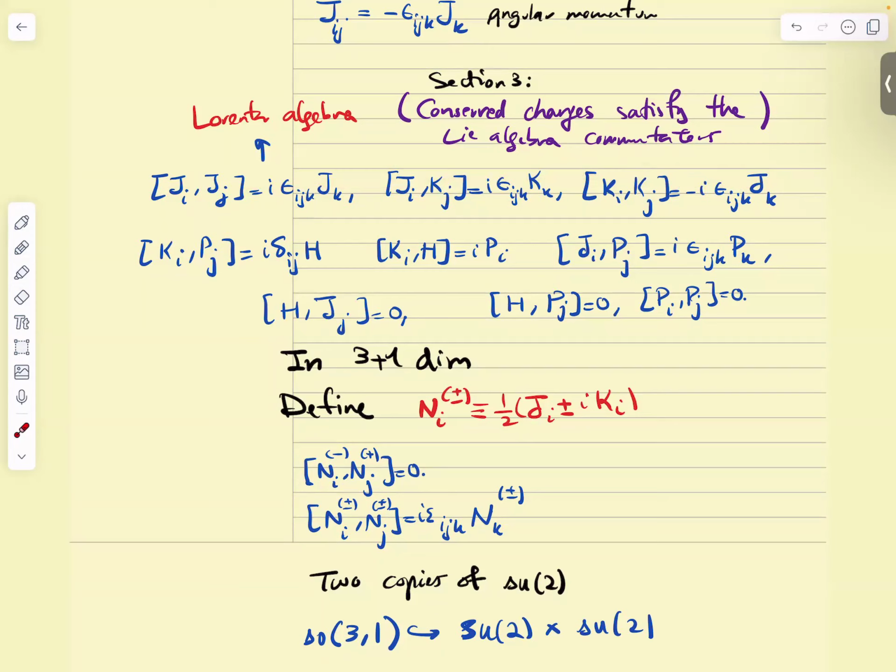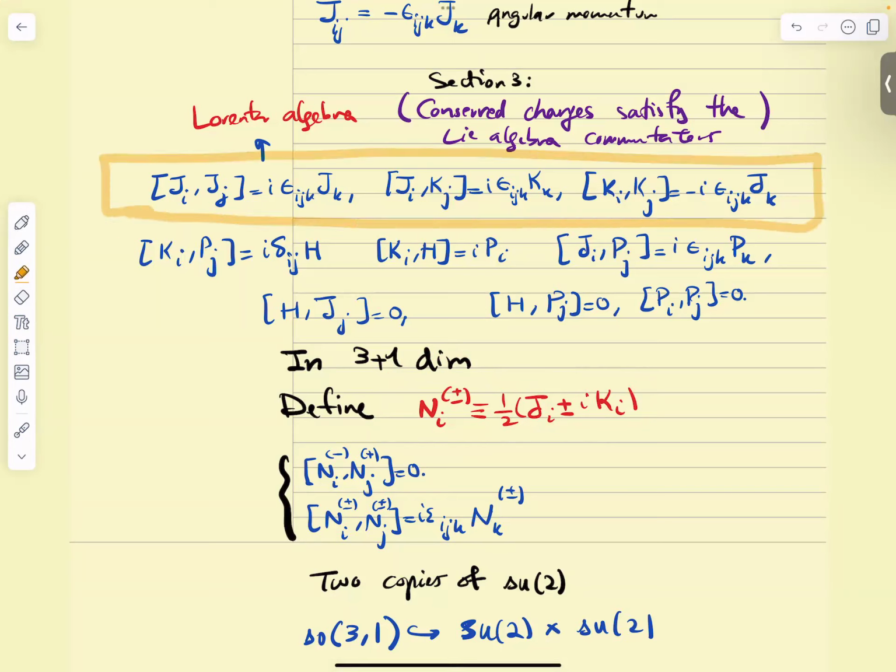So it's tempting to play the following trick. Define Ni plus minus, which is half of Ji, the angular momentum, plus minus i Ki. I'm complexifying my Lie algebra. I'm just adding complex boosts to rotations. And then I define this Lie algebra generator to satisfy this. This is a repackaging of the first line here. You could check that this is equivalent to the Lorentz algebra. What did I accomplish? I wrote it as 2 copies of SU2, because the generators Ni plus and Ni minus commute.